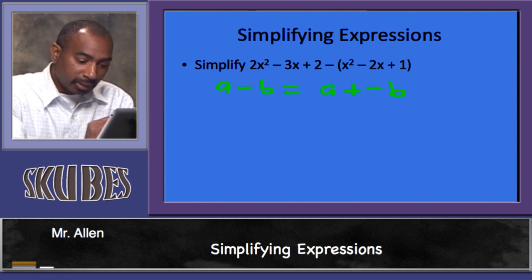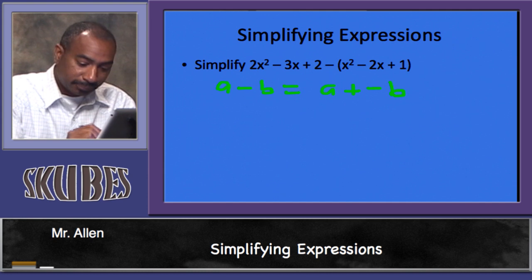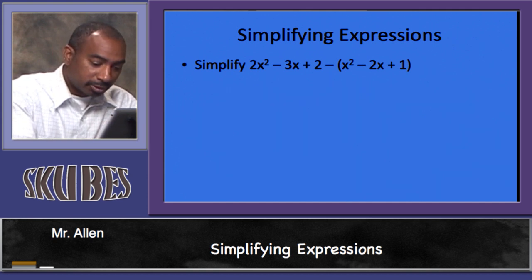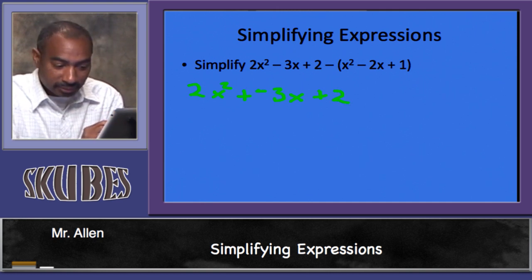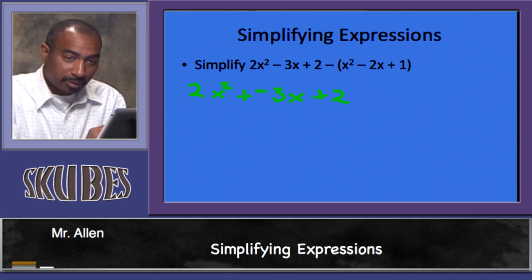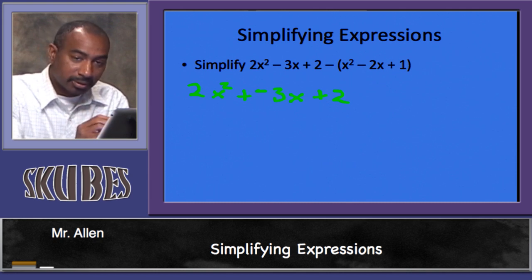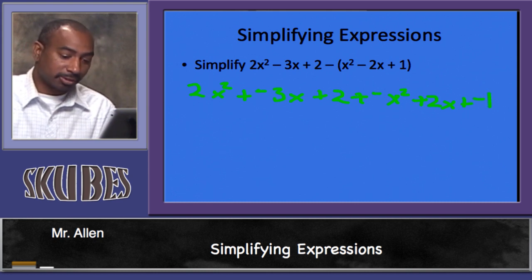Now look, I'm going to apply that here. I'm going to put 2x squared. I'm going to put plus though, and I'm going to put a negative 3x here, plus 2. Now notice I have a subtraction sign in front of the parentheses. That means you have to change the sign of every term inside the parentheses. So I'm going to put a plus negative x squared. And this becomes plus 2x. And then plus negative 1. And now I have all addition.